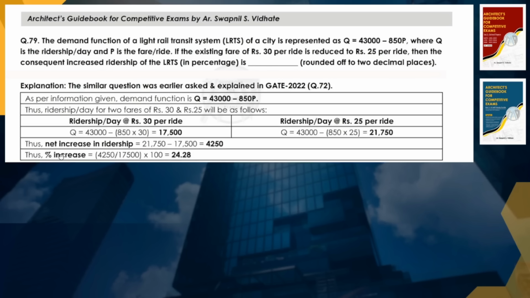Now they are asking for the increase in ridership of the LRTS in percentage. So what is the net increase? 4,250, and it has increased from 17,500. So 4,250 divided by 17,500 multiplied by 100 will be 24.28%, right? So this is the percentage increase in the ridership. So 24.28, if you put this as the final answer, then as per the official answer key, they have provided a range of answers between 24.00 and 25.00. Our answer is in this range, so we will get full marks for this answer.